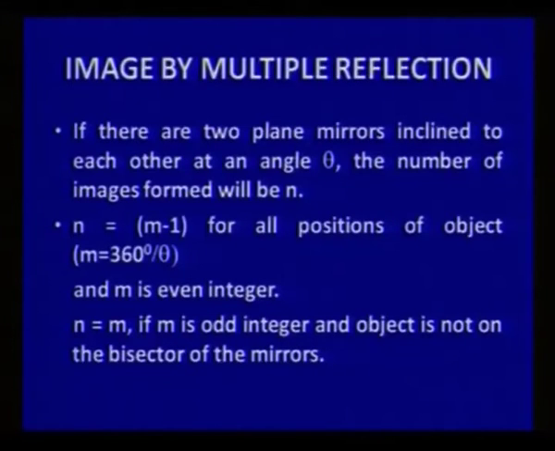You can see certain multiple reflections if you are taking more than one reflecting surface. So if we are taking two mirrors inclined at an angle theta, the number of images formed will be n, where n is given as m minus 1 for all positions of the object. Here m is 360 degrees by theta and it is an even integer, and this number of images n will be equal to m if m is an odd integer and the object is not at the bisector of the mirror angles.